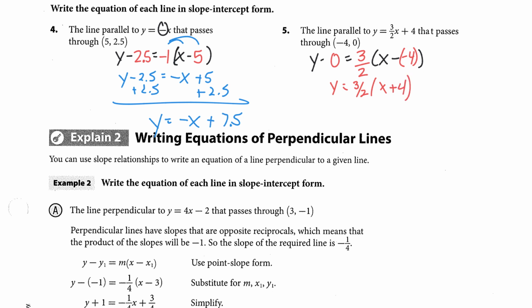Then we will distribute. And we can simplify 12 over 2 to 6.